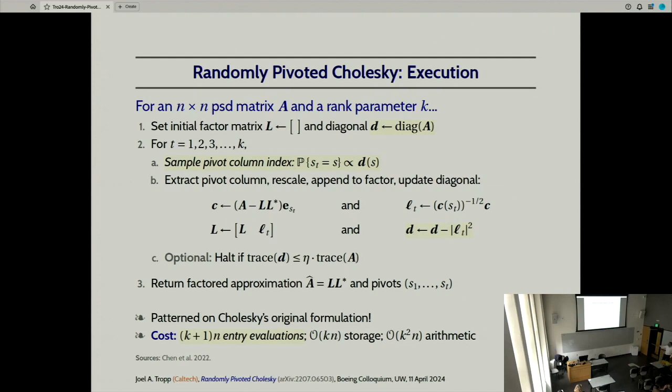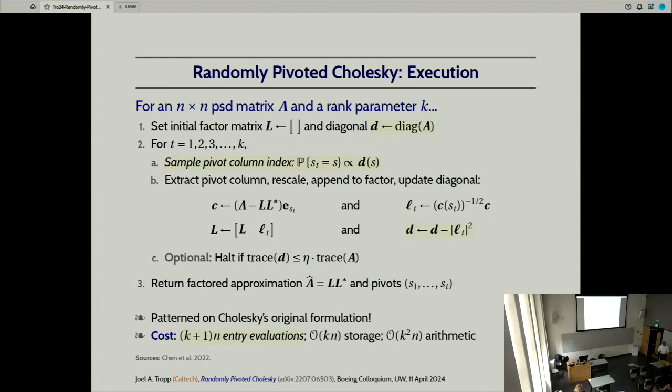In particular, the only access we make to the initial matrix A is reading off its diagonal at the first step, and then reading off the column that we're adding to the approximation, and that's it. We don't even look at the whole matrix, which seems surprising. How can you approximate something when you don't look at it?